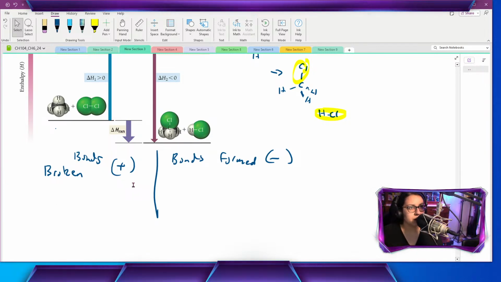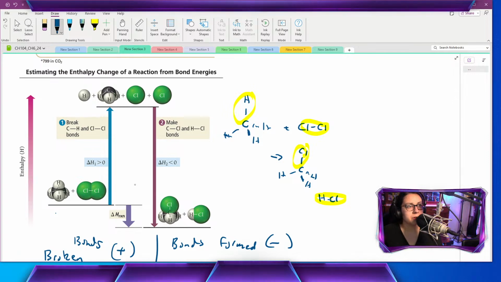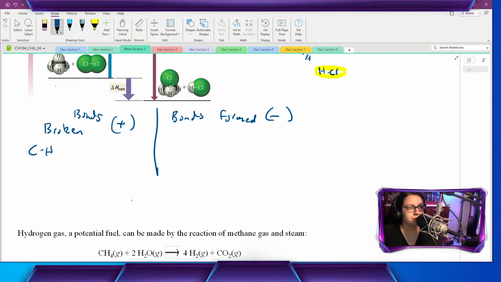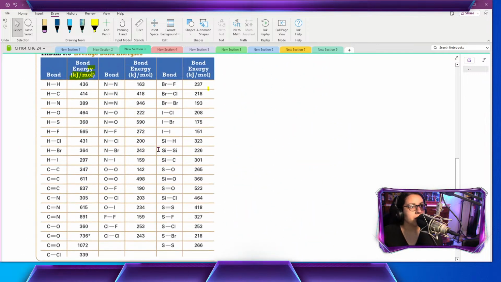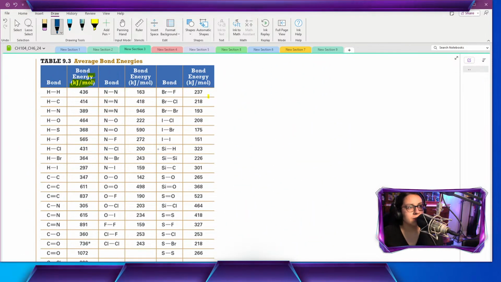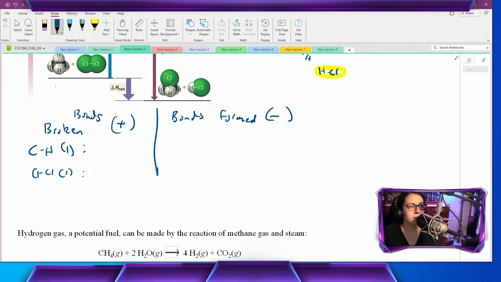And so we said we need to break our CH bond and chlorine-chlorine. And so I like to write that out. And we can put 1 here if we need to, because you might have several. And so let's grab the value from our chart. We'll scroll back up. And so we have CH here. So 414 kilojoules per mole, and we just have 1. We don't need to multiply it by anything. So that's 414 kilojoules for that process.